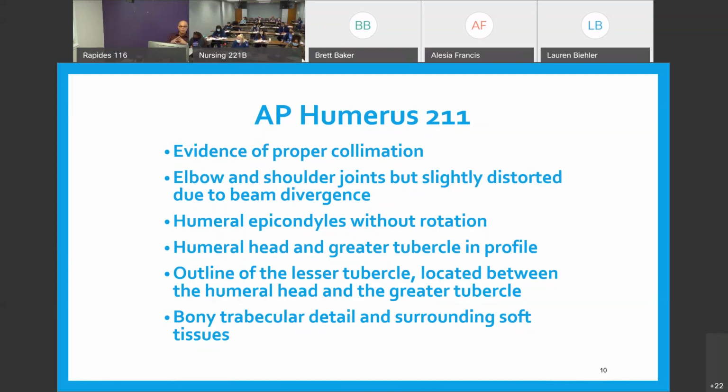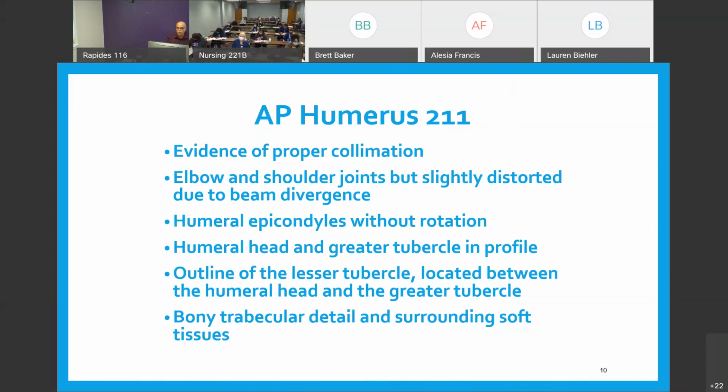All right, so AP humerus, evidence of proper collimation. Elbow and shoulder joints should be slightly distorted due to the beam divergency. We just took off on a tangent to explain beam divergency. Everybody understand it now? You're not using the central part of the beam over a joint, so the joint will not be open and a true representation is going to be distorted. All right, humeral epicondyles without rotation.